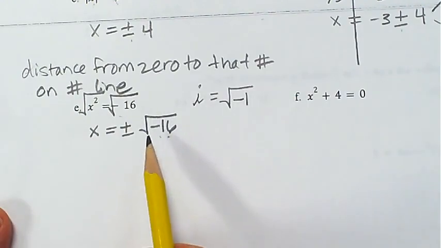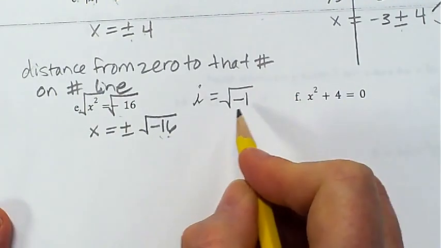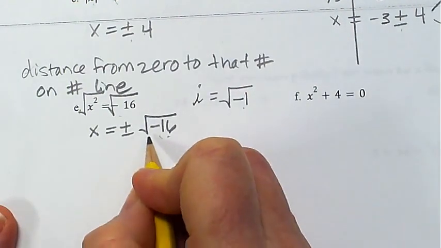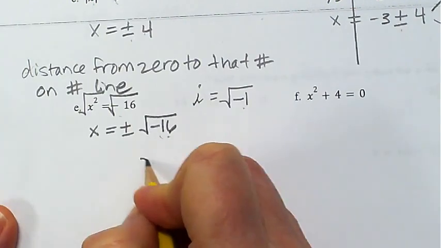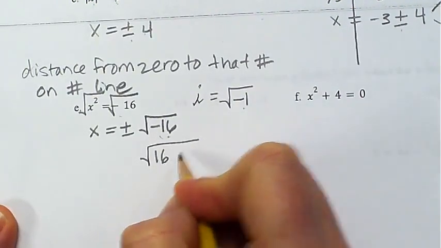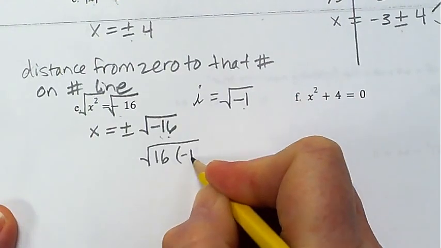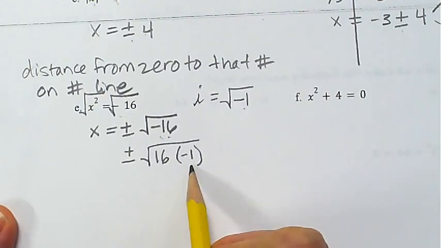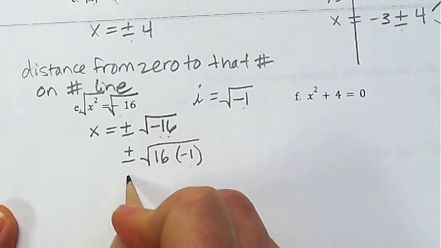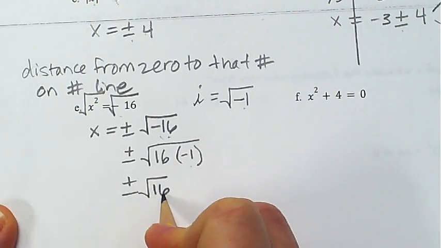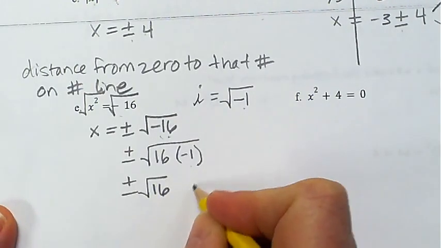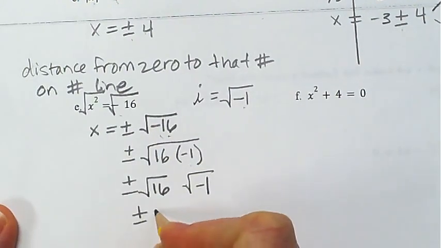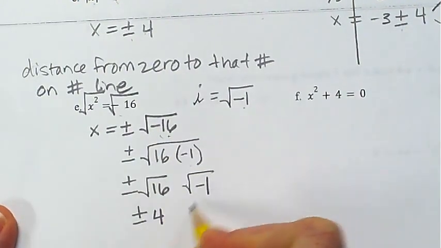No real solutions. But moving forward, we're going to start writing the answer as an imaginary number. And the square root of -16 is the square root of 16 times the square root of -1. So I have plus or minus square root of 16 times -1. So plus or minus square root of 16 times the square root of -1 is plus or minus 4, and the square root of -1 is i.